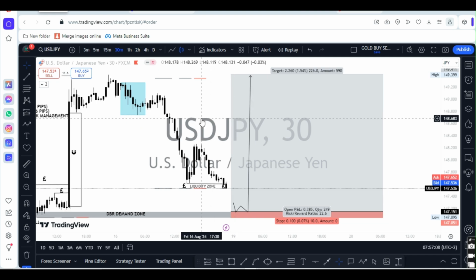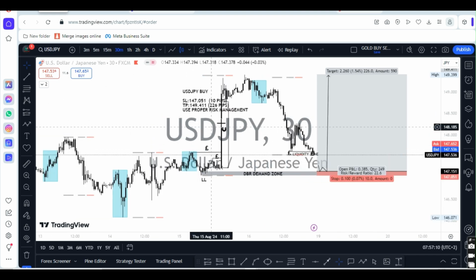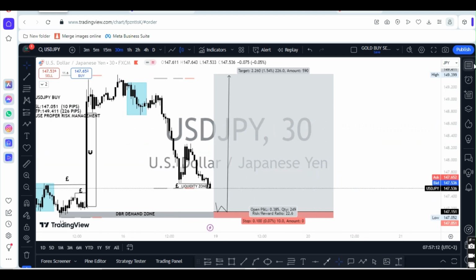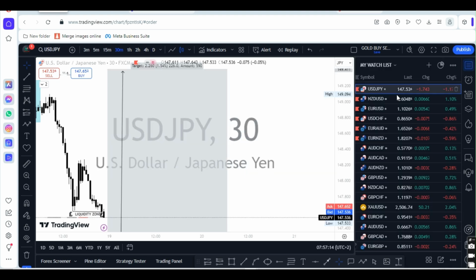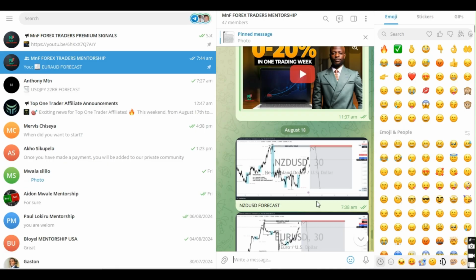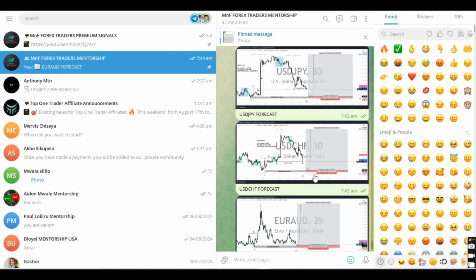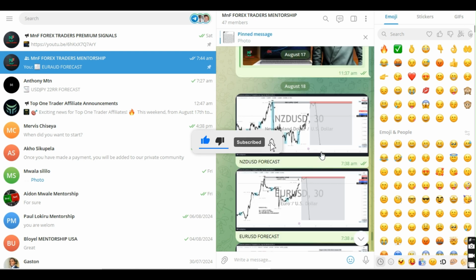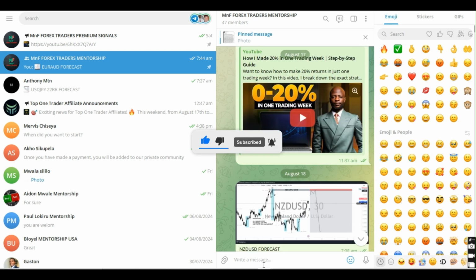All right, so this is how it is. Really simple. And yeah, these are some of the forecasts that we have actually shared in our private community right here. Let me just show you that all these setups here have been shared in our private community as we are going into this beautiful week that is starting right now.